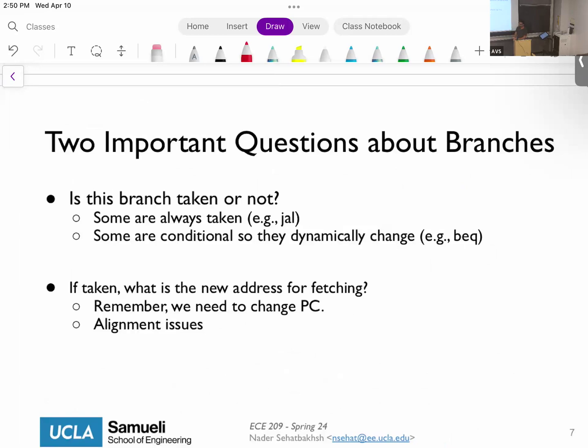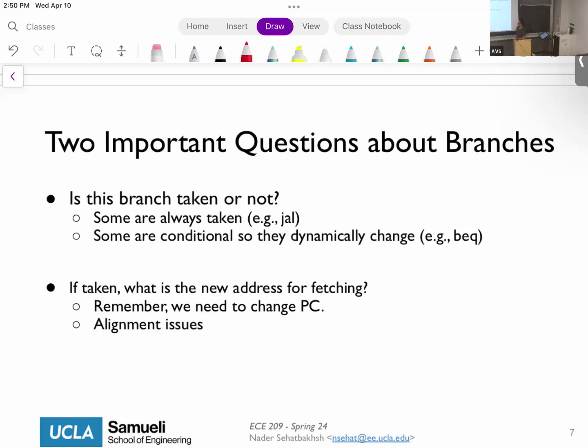The first question is: what is the direction of this branch, whether this branch is taken or not taken? To answer this, you have to remember that some of the branches always have just one direction. Some of them are always taken. But some are conditional, like a branch equals anything that's comparing two values and making some decisions based on those two values. You don't know. It could go either way, right?